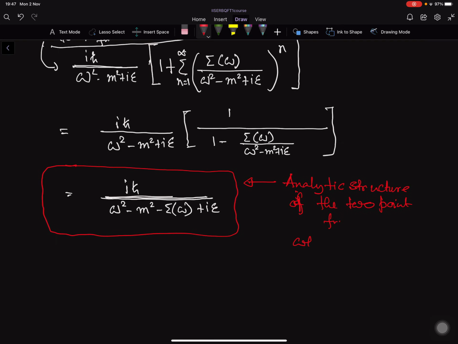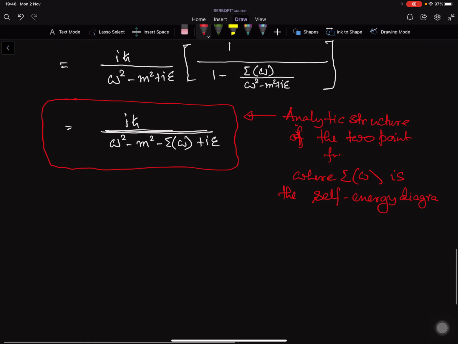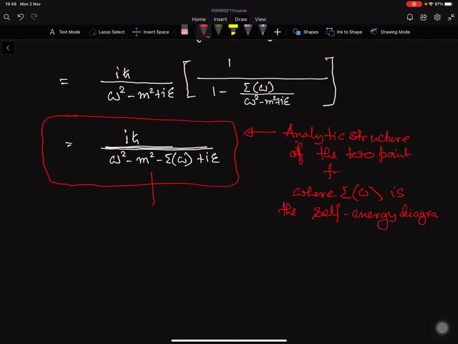Where sigma omega is the self energy diagram. So let's just do some computation. Actually the propagator, so also this is true, this is from Callahan-Lemon. So from Callahan-Lemon formula, the pole of the propagator tells about the spectrum.